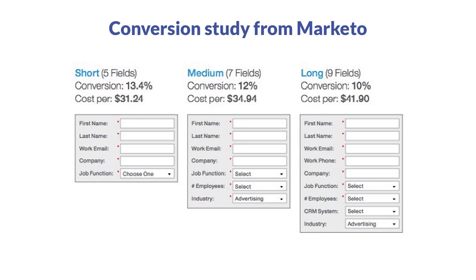Here is a conversion example of this human nature, the barriers. You can see it in action over here. When they make the form very short, 5 fields, their conversion goes up to 13.4%. And then when they shift it to 7 fields, it is now down to 1 or 1.5%. And then if they make it very long, then their conversion drops to 10%. So this is their cost. You can see their cost is also increasing. You can see over here, the cost is 31.24 when they are using 5 fields.